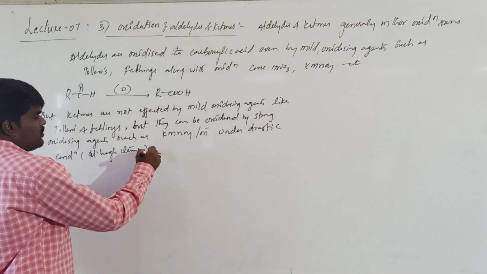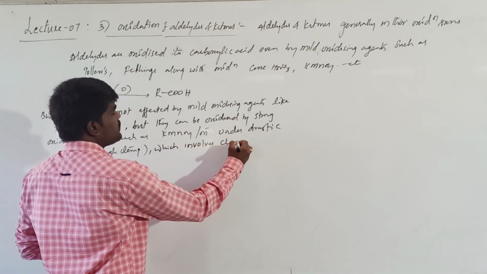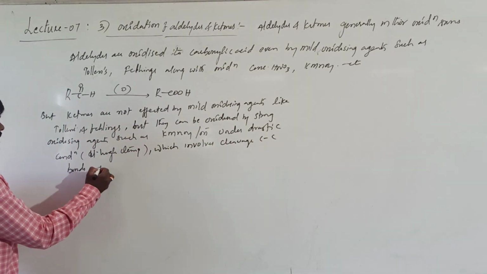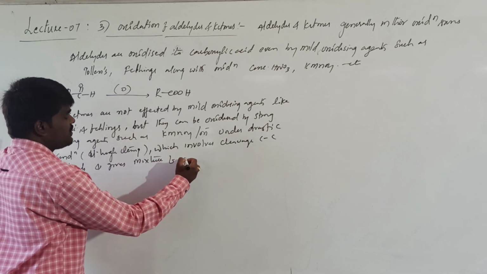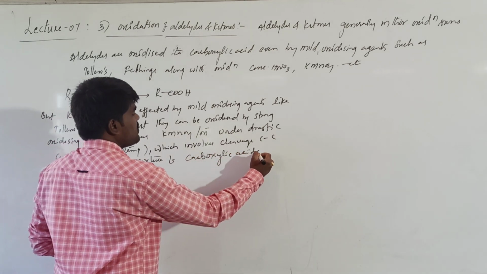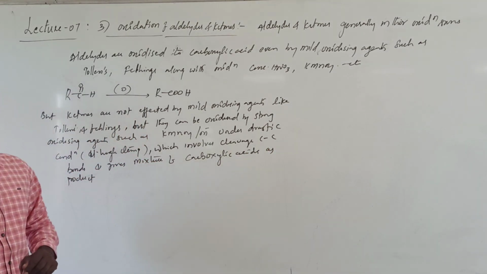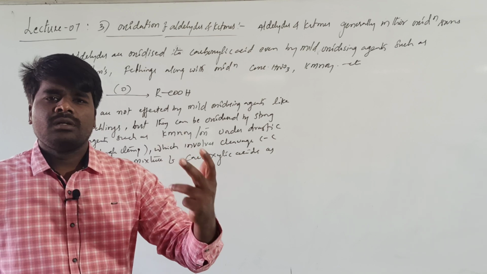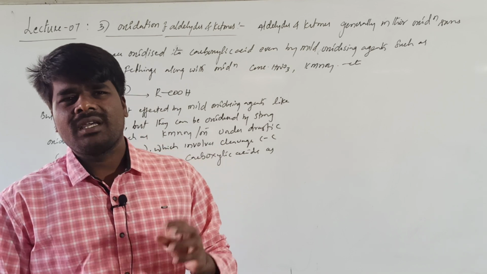This involves cleavage of carbon-carbon bonds and gives a mixture of carboxylic acids as product. This is a very important reaction of aldehydes and ketones. By using Tollens' and Fehling's reagents, we can distinguish aldehydes and ketones. Aldehydes are affected by both. Fehling's and Tollens' are mild oxidizing agents, so they can oxidize only aldehydes, but they cannot oxidize ketones.